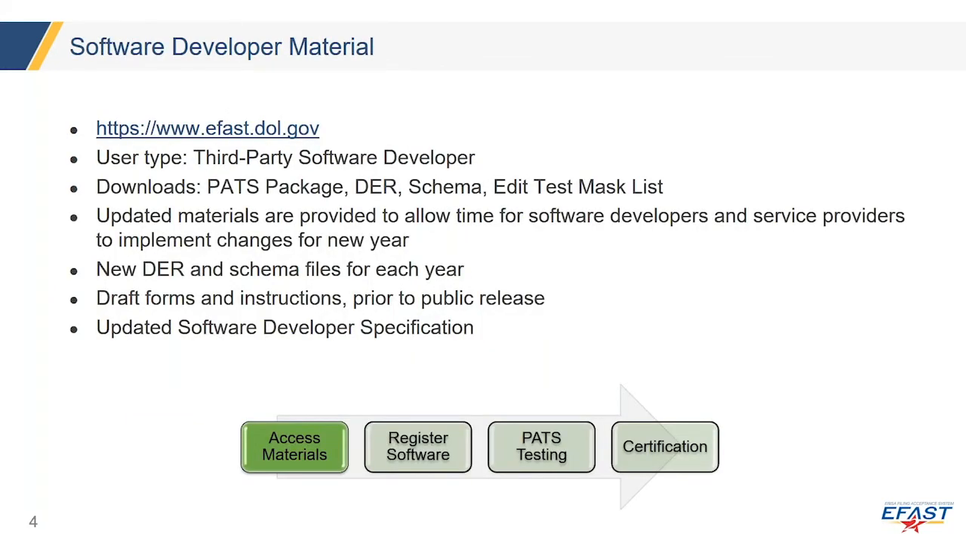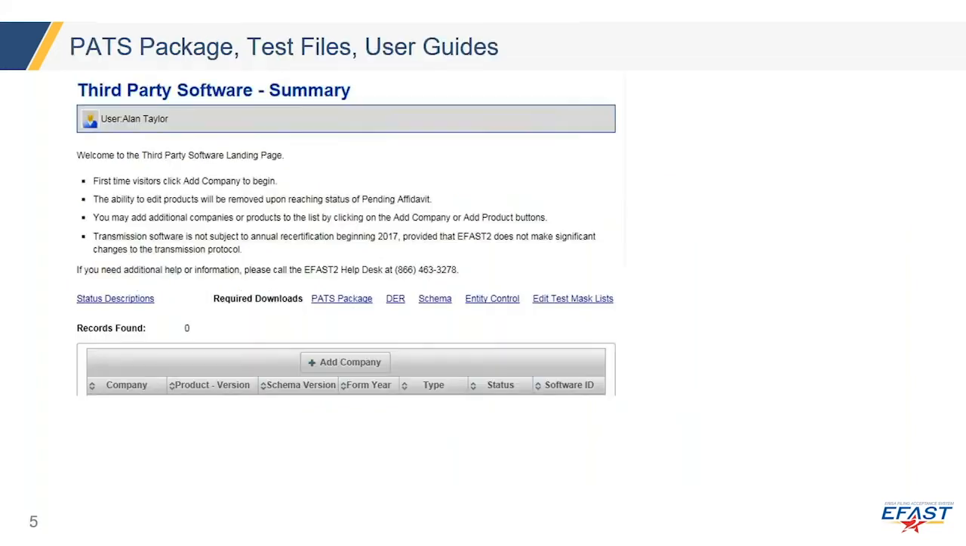The software developer material is all available at the EFAST2 website. Marianne referred to that earlier, and it will look a little different when you visit it next. You must be registered as an EFAST2 user to be able to access the third-party software developer materials. The navigation menu will include a software developer tools link if you have the third-party software developer user type. We're going to go through what some of those materials are here, again, in sort of a high level, but these are the materials that you would be accessing to begin and use during testing.